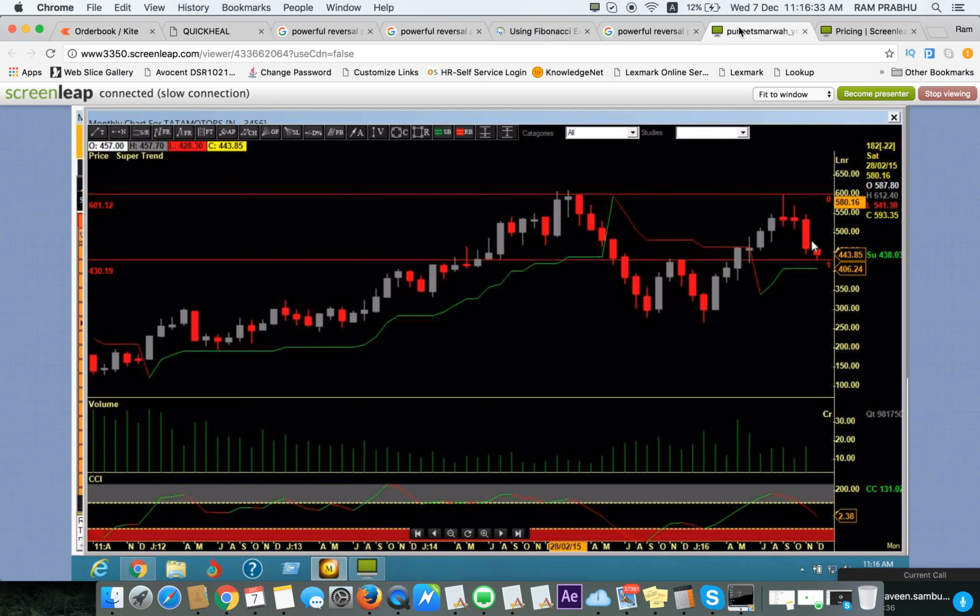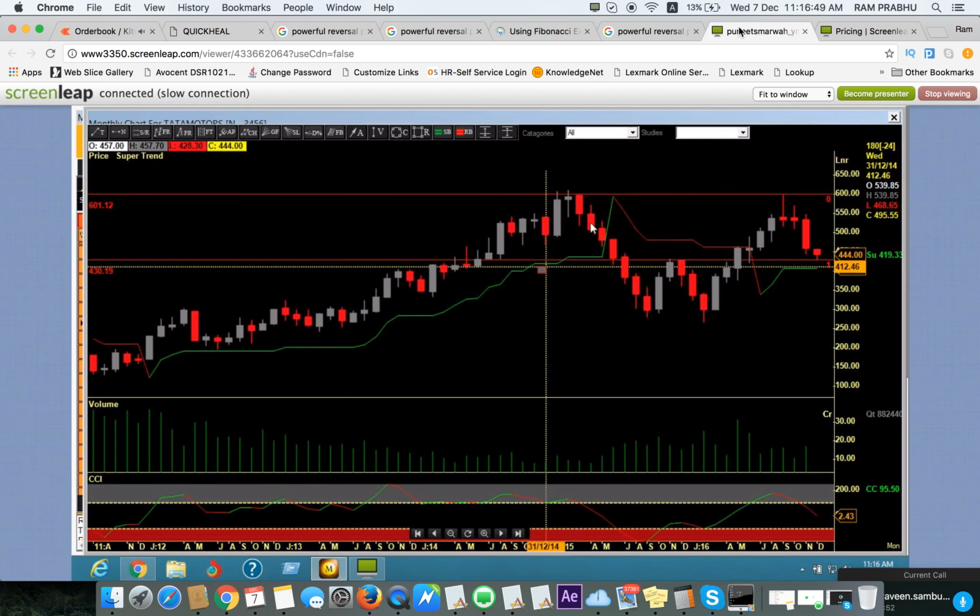So on a monthly chart, it has taken a support. If we are buying this on a positional basis, we may assume that 412 is a support. That will be a stop loss. I wanted to have more clarity on this: why are we putting 412 as a stop loss? How did we calculate it?